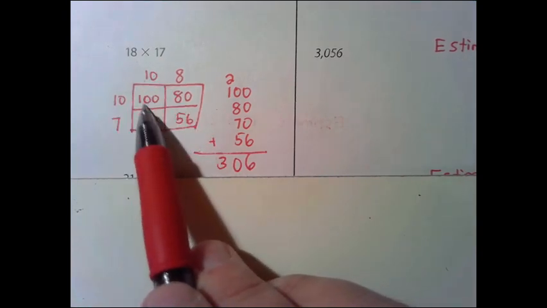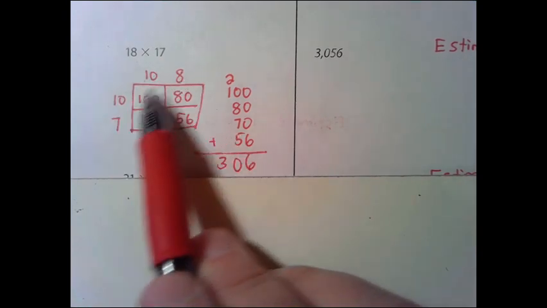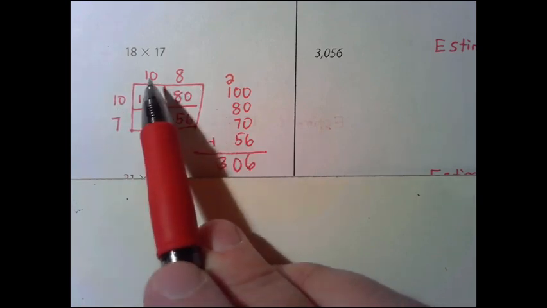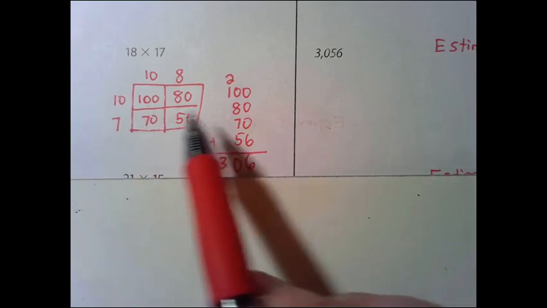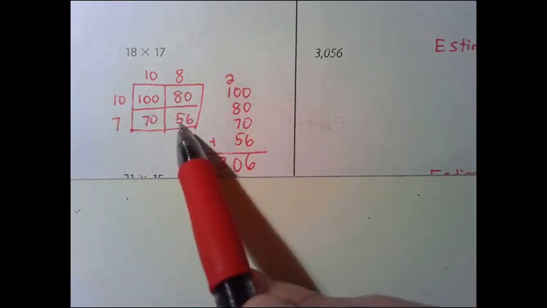So 10 times 10 is 100. 8 times 10 is 80. 10 times 7 is 70. And then 8 times 7 is 56.